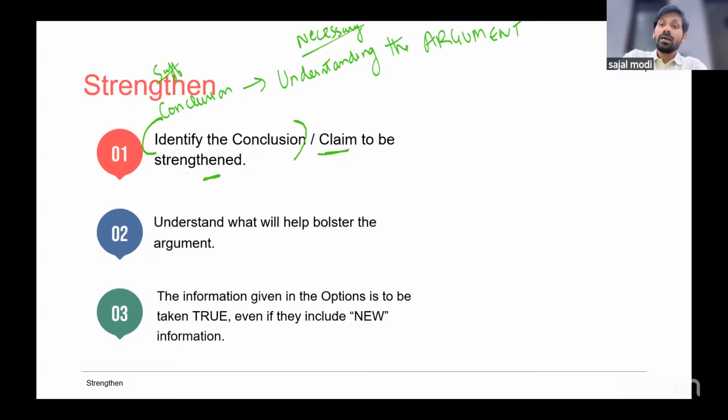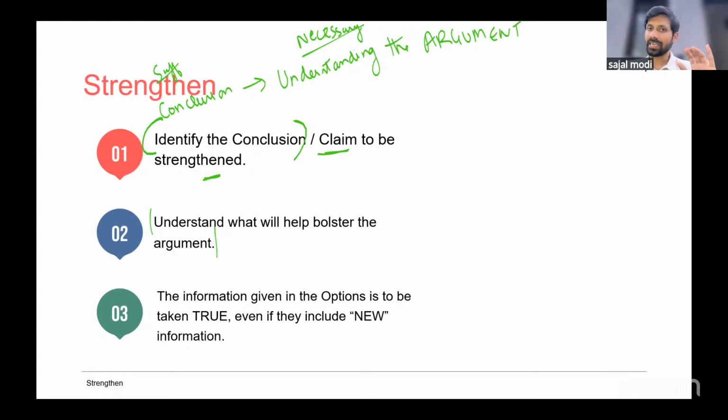Obviously, second, understand what will help bolster the argument, right? Because if I understand the author is making a point that the economy has suffered in the last 3 months because of the conflicts happening in the world, what kind of option will bolster this argument, this claim? Again, we are looking for some data point, some fact, some example, some anecdote, maybe some analogy to actually support this view that the economy has suffered in the past 3 months.